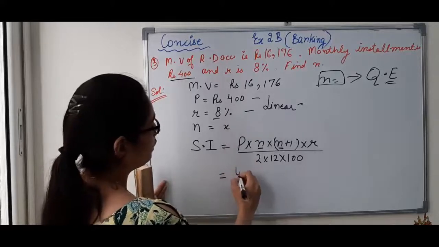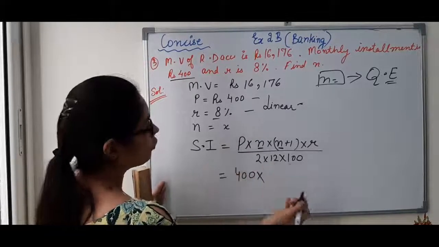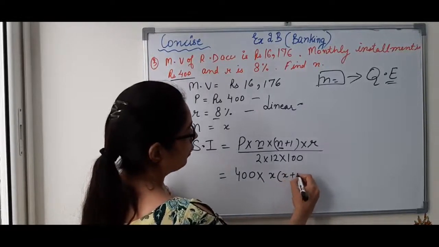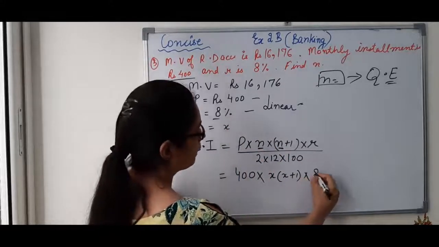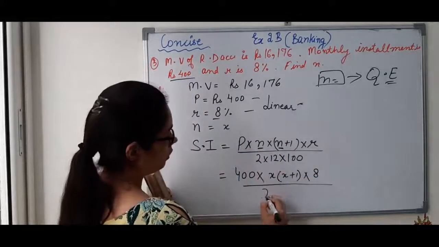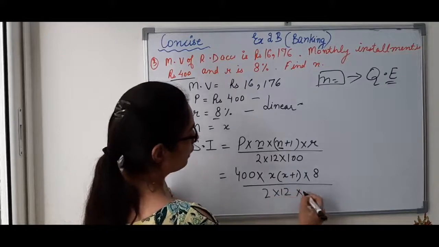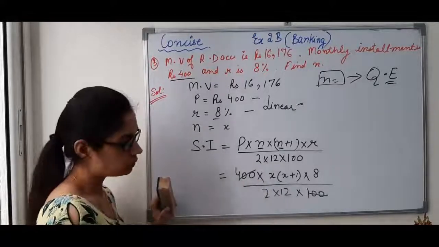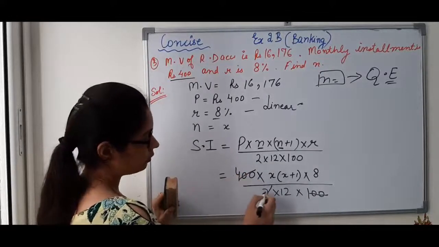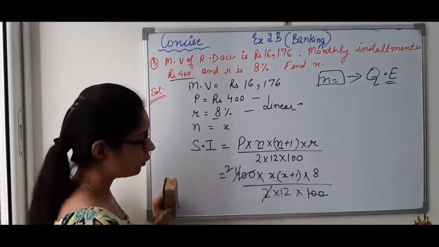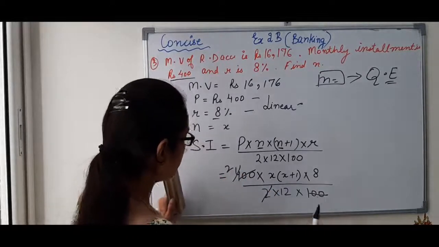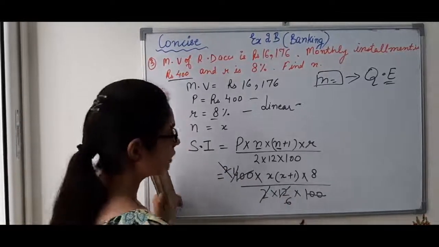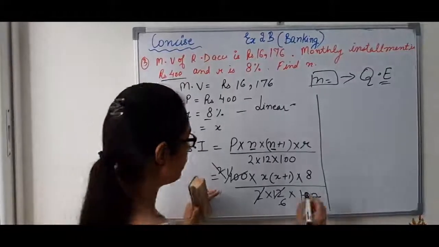So let's simplify it. P is 400 and we have already assumed n as x. So I will write it down, x into x plus 1, R is given 8, upon 2 into 12 into 100. I'll simplify the terms. The 2 zeros will get cancelled with these 2 zeros. Further simplifications we can do. 2 into 6 is 12. Further we will do in the next step so that you won't get confused.